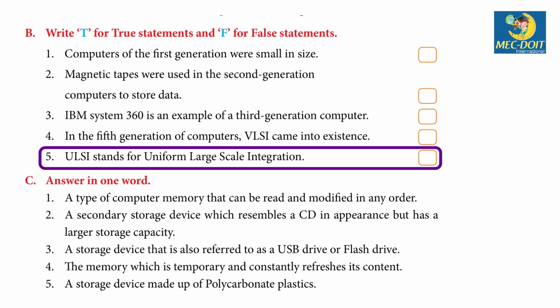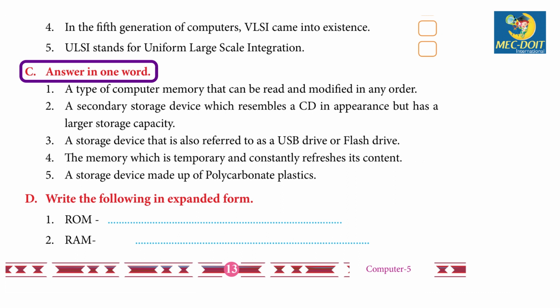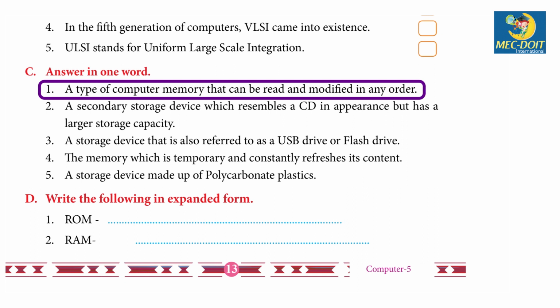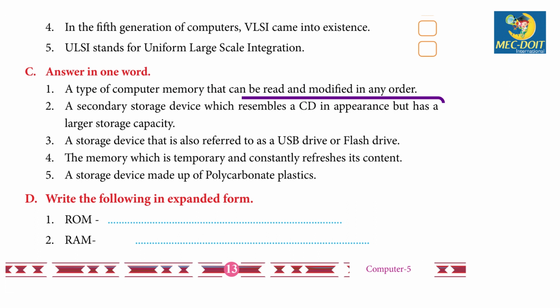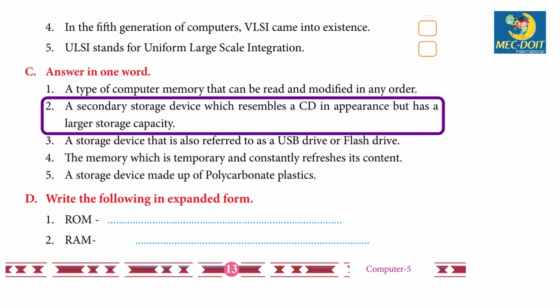5. ULSI stands for Uniform Large Scale Integration. Answer: false. C. Answer in one word. 1. A type of computer memory that can be read and modified in any order. Answer: RAM. Random access memory. 2. A secondary storage device which resembles a CD in appearance but has a larger storage capacity. Answer: digital versatile disc, DVD.